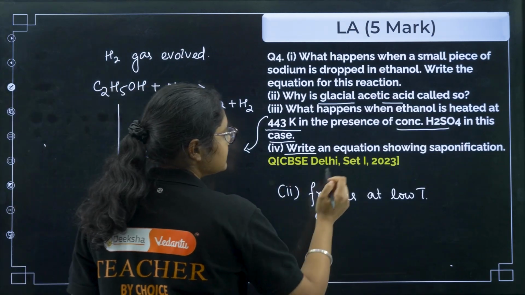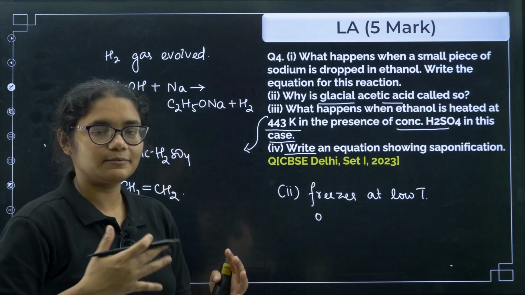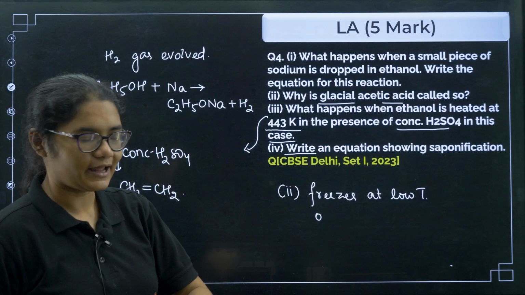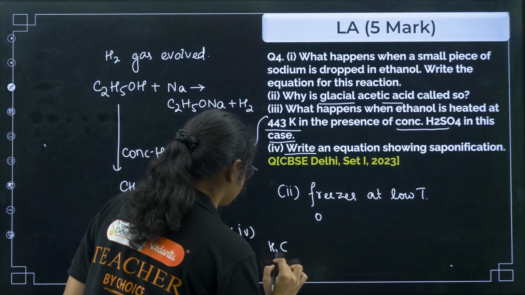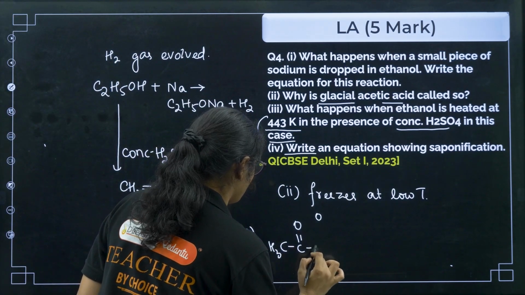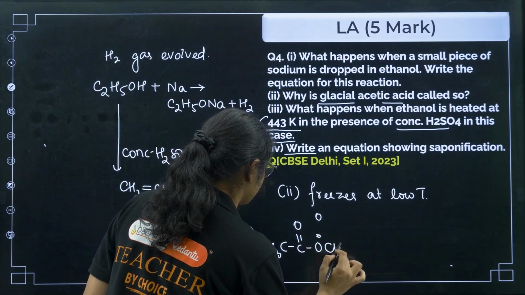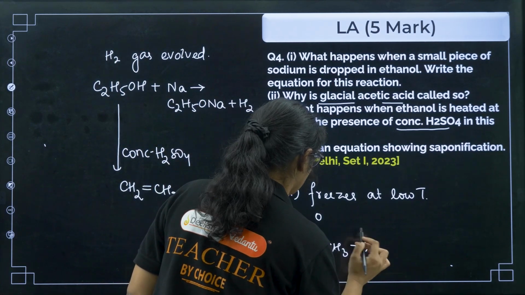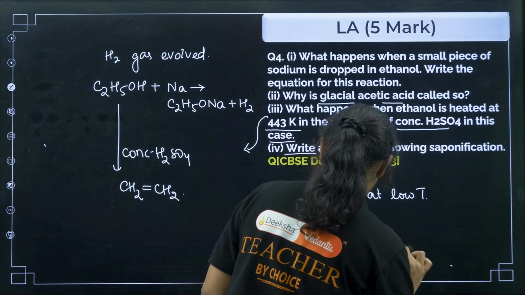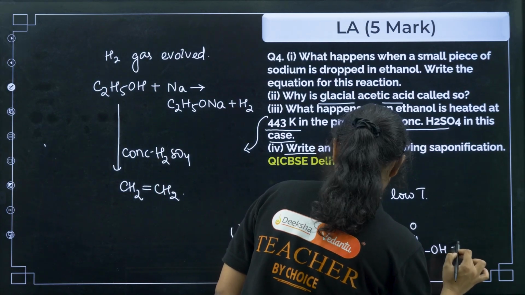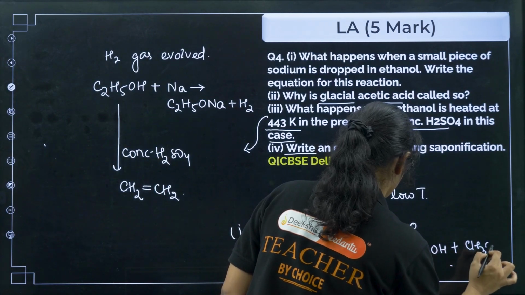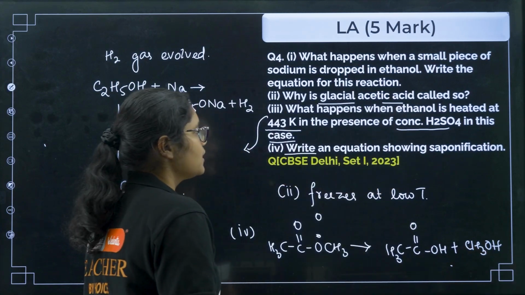Okay, so now in saponification what happens? The ester breaks to give you acid and alcohols, right? So you can write down any reaction like this, for example CH3COOCH3. Then if you take it through the saponification reaction, you will get CH3COOH plus CH3OH. Okay. Fine.